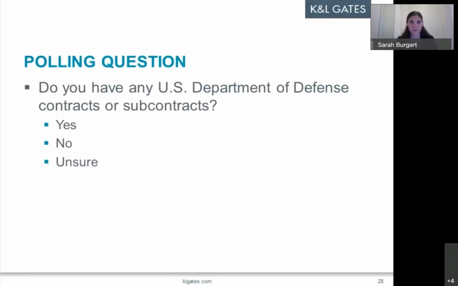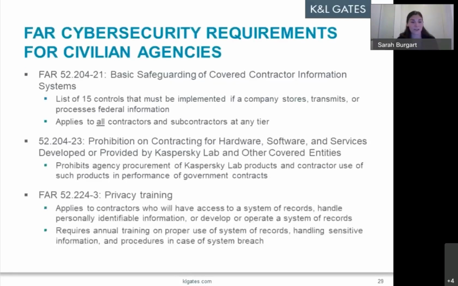All right, and if we've got a critical mass here, Katie, could we get the results? Okay, so it looks like we've got a good number of you out there with DoD contracts. So we've got a great thing coming up. You probably know CMMC on that. And then a few of you who don't, and a few of you who are unsure. So I'm going to first kick it back to Erica to talk about cybersecurity generally across all contracts.